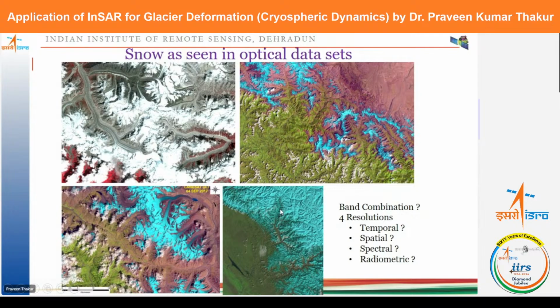And generally these days we have daily repeatability, and sometimes if daily is not available, 5 day and up to 16 days availability is also there. So depending upon the basin area, how frequently your snow is changing, we select the appropriate sensor.